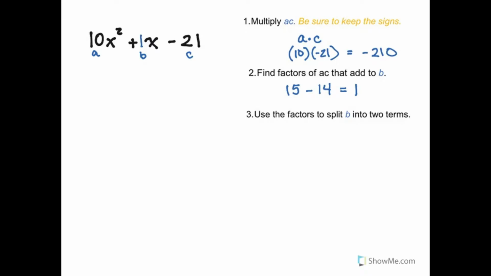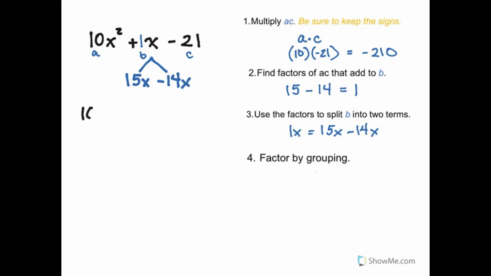Now here's a key step. These factors are going to split the middle term, B, into two terms. That is, I'm going to write 1x as equal to 15x minus 14x. 15 and 14 are not the constant terms of the binomials. 15 times 14 doesn't equal negative 21. Its purpose is to set us up so that we can factor by grouping.